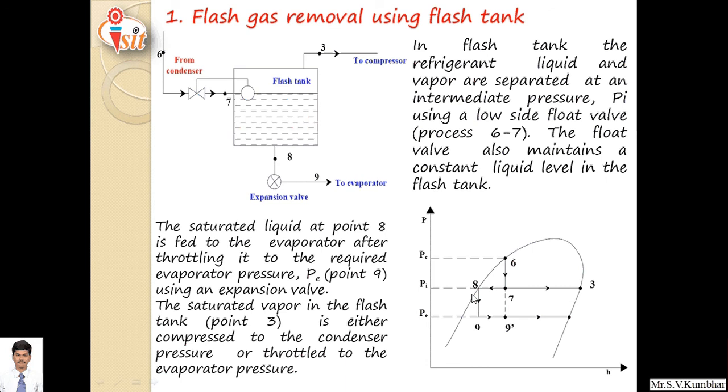The saturated liquid at point 8 is fed to the evaporator after throttling it to the required evaporator pressure, that is PE, point number 9, using an expansion valve. The saturated vapor in the flash tank is either compressed to condenser pressure or throttled to evaporator pressure directly.